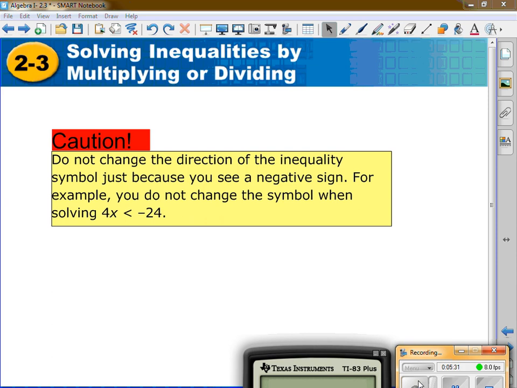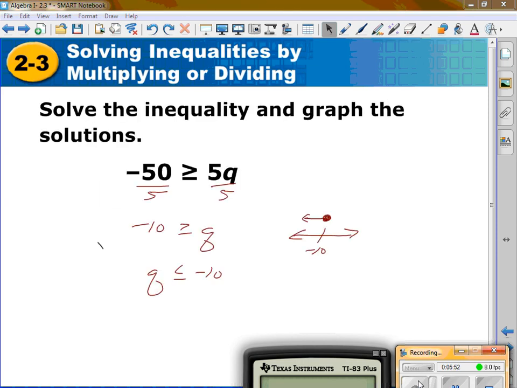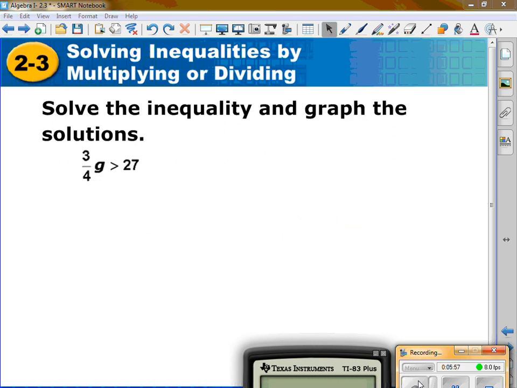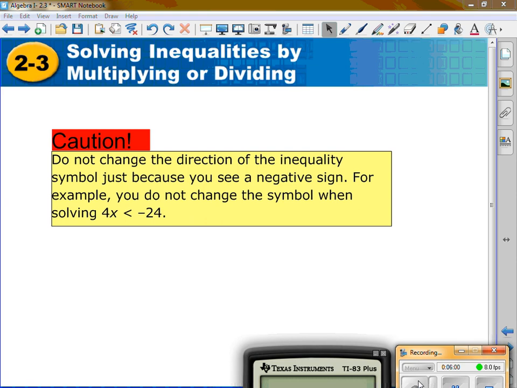All right, we already just said, and I forgot to hit the record button. The only time that we change the symbol is when we multiply or divide by a negative. But you do not just change the direction of the inequality just because you see a negative. We've already dealt with a couple problems that had a negative in there, but we didn't change anything. The only time that you change is when you multiply or divide by a negative.